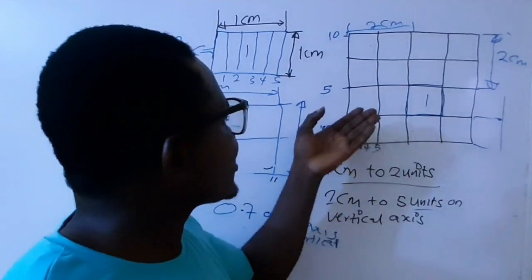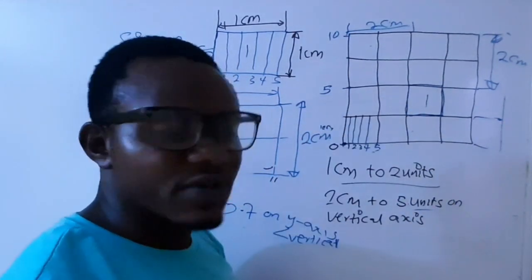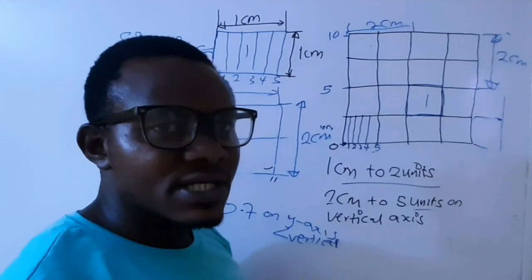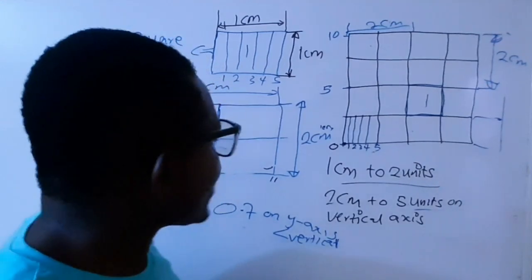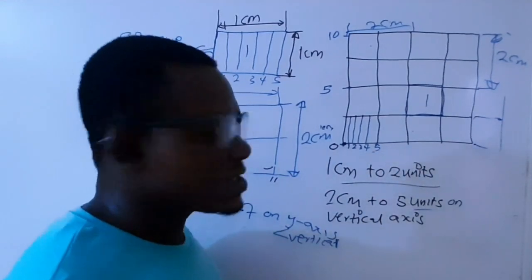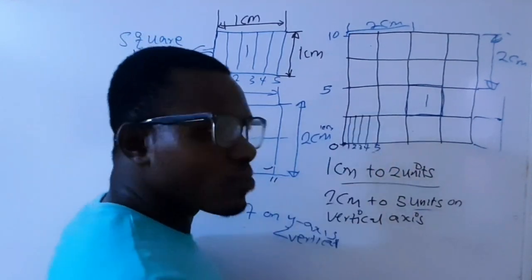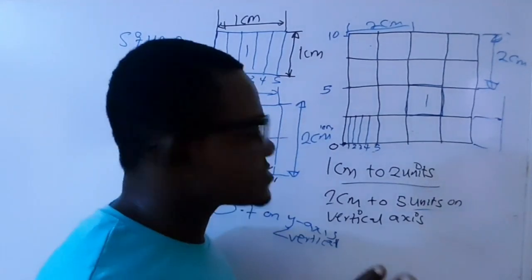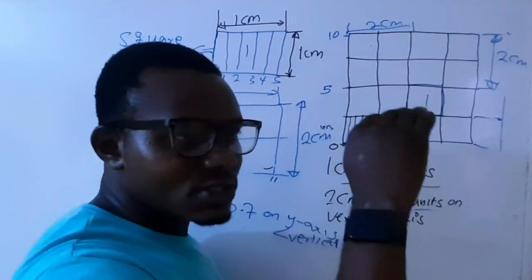And on your graph, there is no 0.7 there. How do you now determine 0.7? That is why we also need to understand this thin line. In between the square box, you are having 5 thin lines. So from one to the other, you are having 5 thin lines.